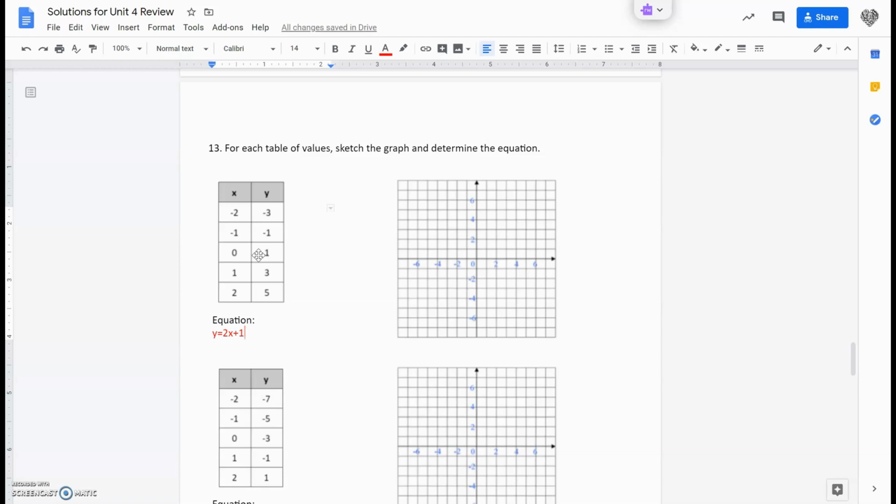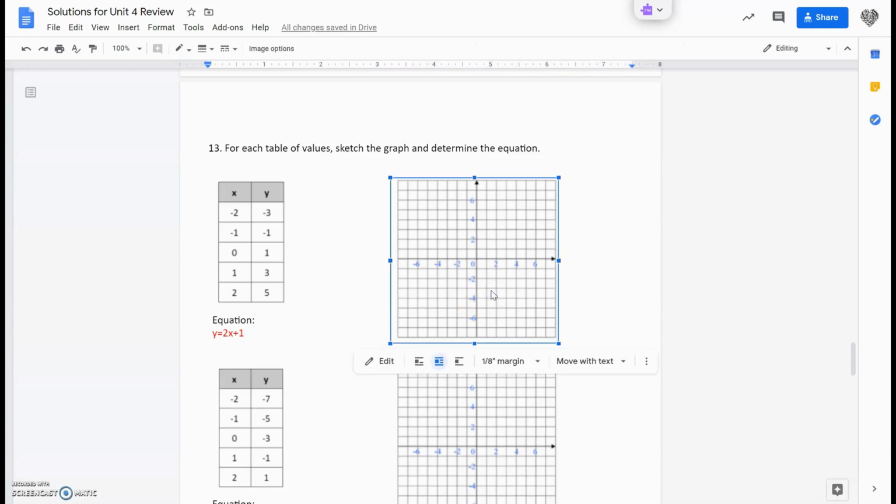So to graph these, we're going to open this graph in Google Draw, and we're going to plot each point. So -2 is my x value, and -3 is my y value, would be right about here. There's my x, and there's my y. -1 and -1 would be right about here. 0 and 1.